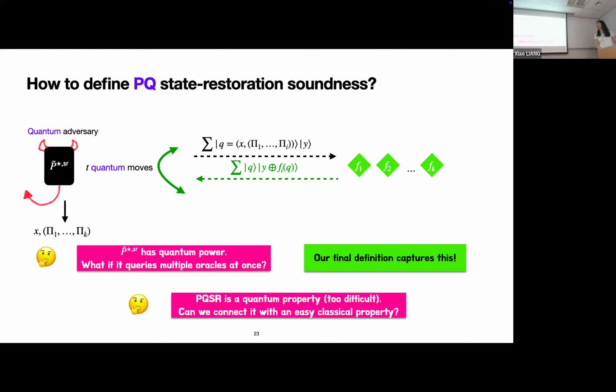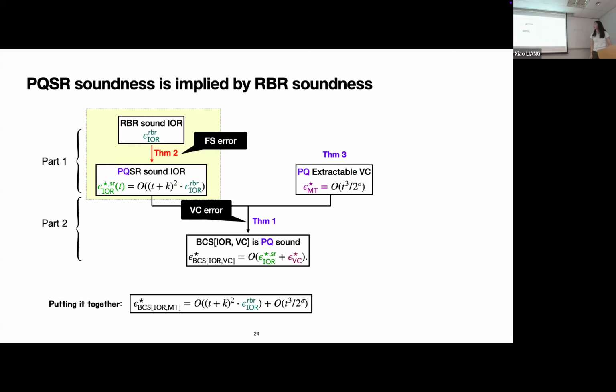This is just to clarify that what we draw is not the reality, but we do something similar to how this is done with the index. So exactly how is the PQSR definition implied by round-by-round soundness, with round-by-round soundness being a classical property that is easier to deal with? We would like this implication ideally.